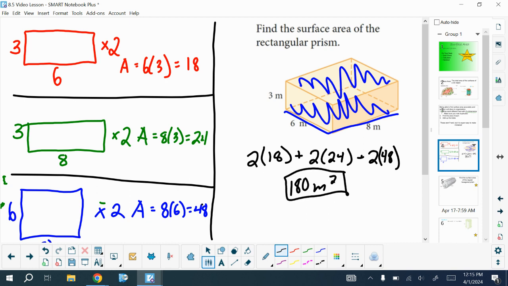So I just find all the shapes and I add them up. That's surface area. None of those were hard. It was a rectangle, a rectangle, a rectangle, add them all up. But if we're not being careful, we can make mistakes pretty easily.